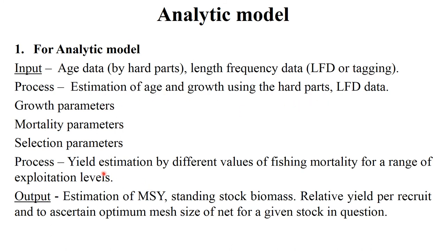And the process yields estimates by different values of fishing mortality for a range of exploitation rates. At different exploitation rates, how does the fishing mortality vary? If you increase your exploitation, the fishing mortality is also increased. And as output, you estimate the MSY, then you can estimate the SSB, spawning stock biomass. You can estimate the relative yield per recruit and relative yield per biomass also. You can estimate all these kinds of parameters to assess the stock properly.